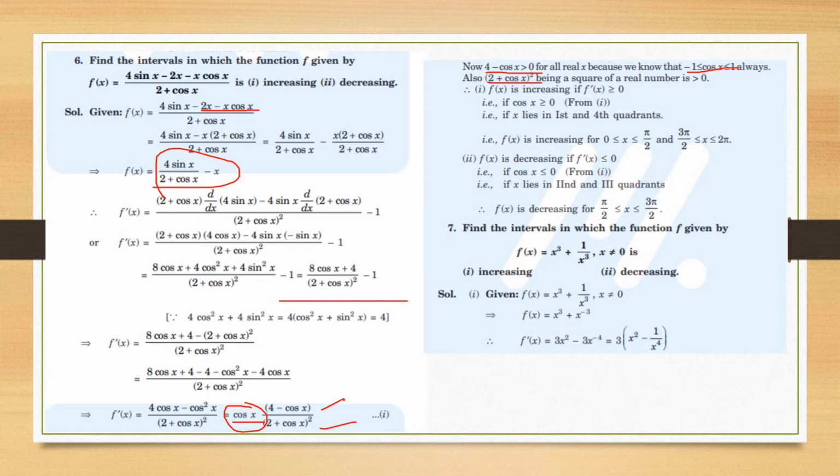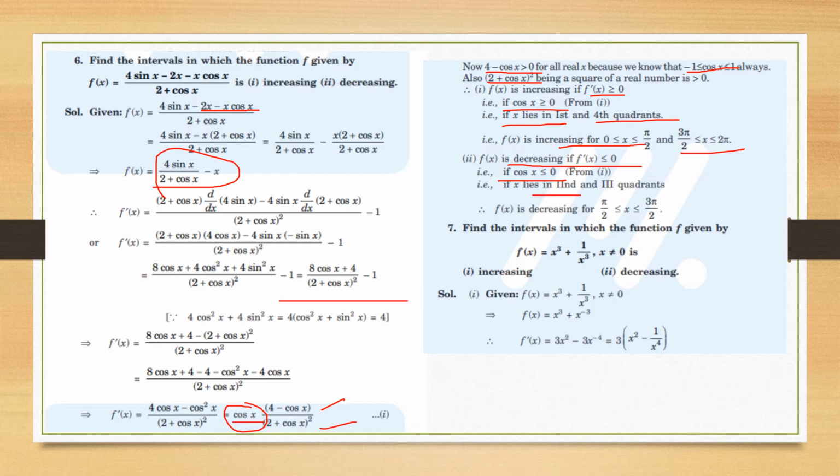The function is increasing if the first derivative is greater than or equal to 0. That means if cos x is greater than or equal to 0, x lies in the first or fourth quadrant, because cos is positive there. So the function is increasing in 0 to pi by 2 or 3 pi by 2 to 2 pi, that is the fourth quadrant, and will be decreasing if this function is negative.